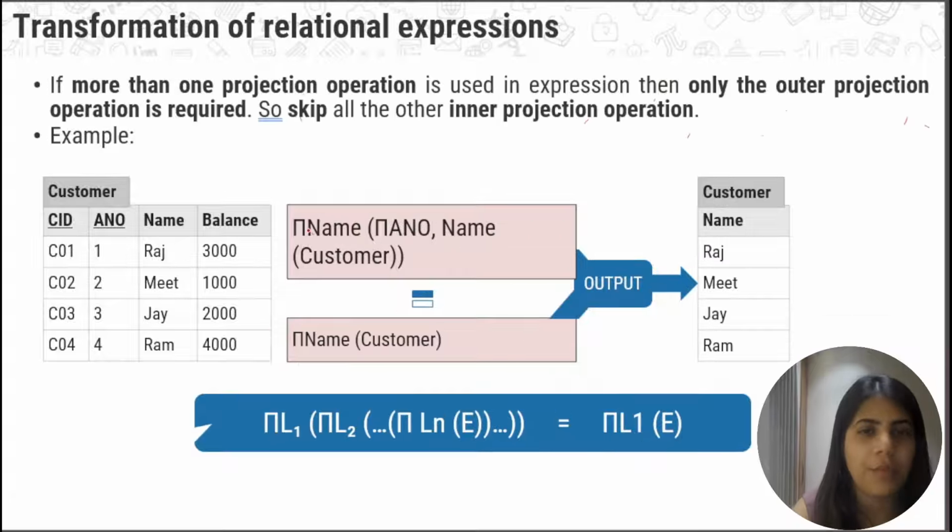Over here, if we see project operator with the account number, name and customer, that is not required. We can directly do project operation name from the customer. Both are going to generate the same output.